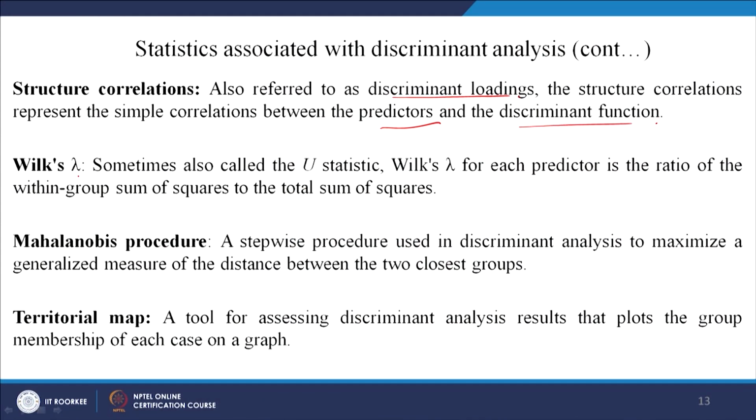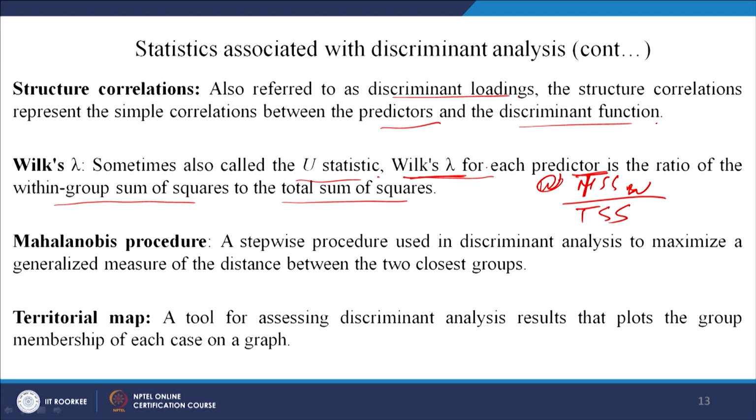And then another term is called Wilks' lambda, sometimes called the U statistic. Wilks' lambda for each predictor is the ratio of the within group sum of squares to the total sum of squares, not between. What it is saying? The within sum of squares divided by the total sum of squares. So, this Wilks' lambda is actually helping to measure the statistical significance of the model.